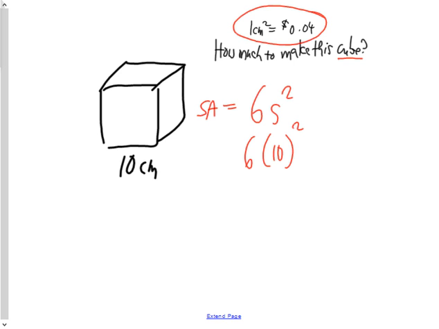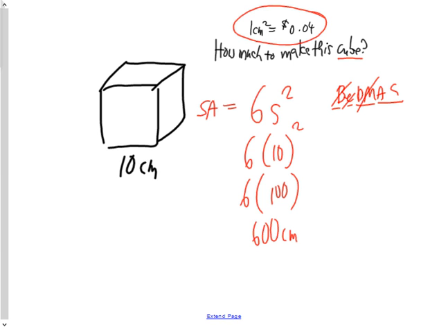Now again, we have BEDMAS here. Brackets, exponents, division, multiplication, addition, subtraction. Some people think these are brackets, but they're not. They're just there to separate the multiplication and the exponent from everything else. So that doesn't count as the B. There is an exponent, and the exponent is 2, which means we solve that first. And 10 squared is 100. So our exponents are done. And now we have a multiplication, which gives us a surface area of 600 centimeters squared.